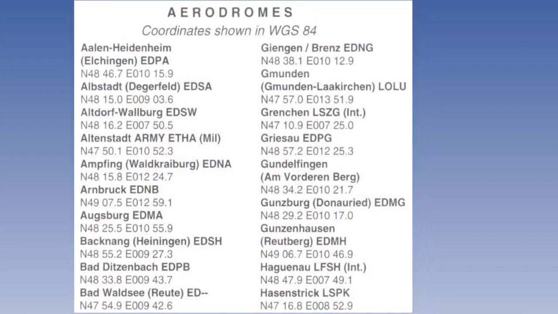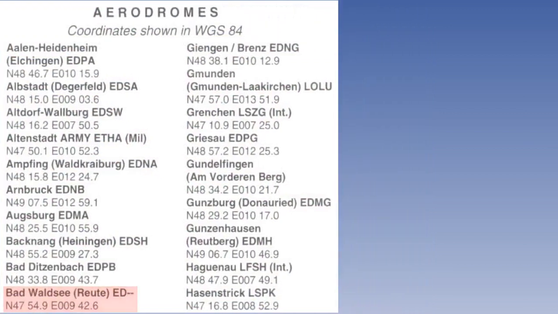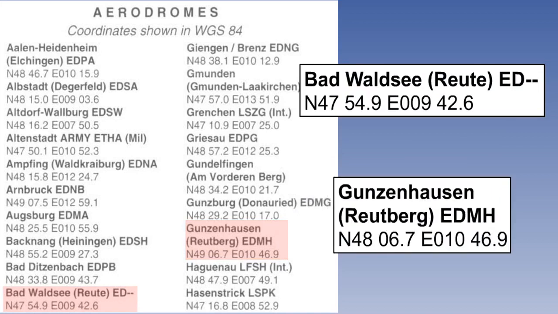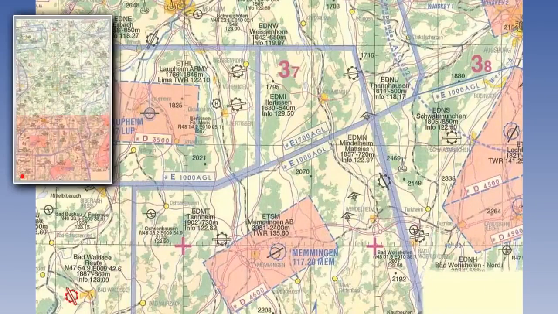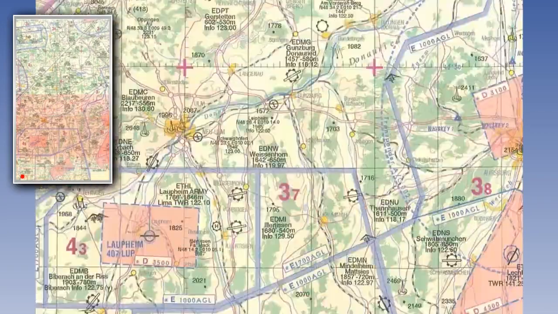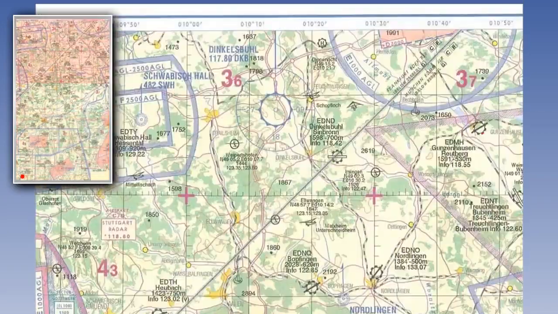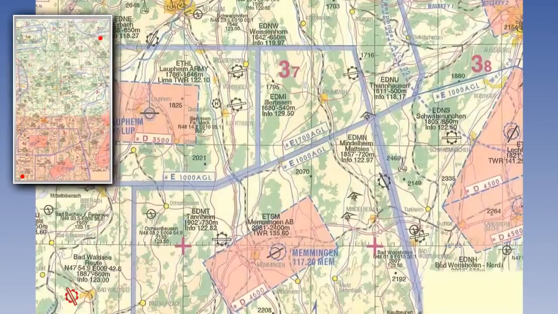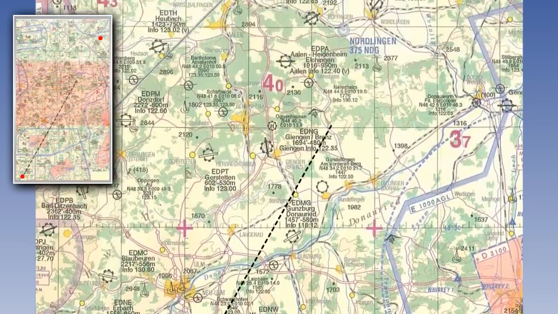The route is from overhead Bad Waldsee to overhead Gunzenhausen, so locate the position of the departure and destination airfields from the aerodrome section on the back panel. Identify them on the chart and draw a line between them.